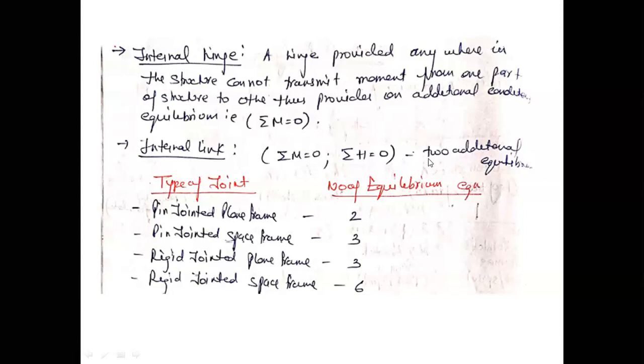Two external extra reactions. So quickly understand, for a pin jointed plane frame, the number of equilibrium equations is 2. For a pin jointed space frame, the number of equilibrium equations is 3. For a rigid plane frame it is 3, and for a space frame, 6.